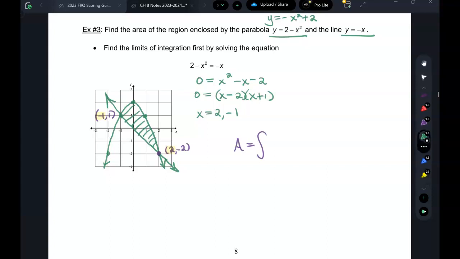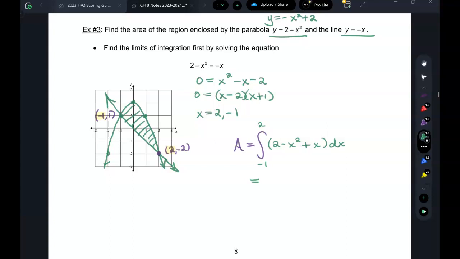And which graph is on the top? That's good. 2 minus x squared minus negative x. That's going to make it plus x. So what are the directions? Find the area of the region enclosed by the parabola and the line. Now, that's not to say I couldn't find areas beyond that, but if I specifically ask for the area enclosed, that's why that is important there.